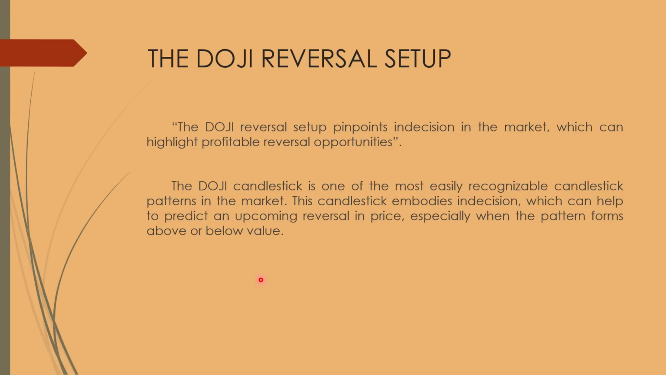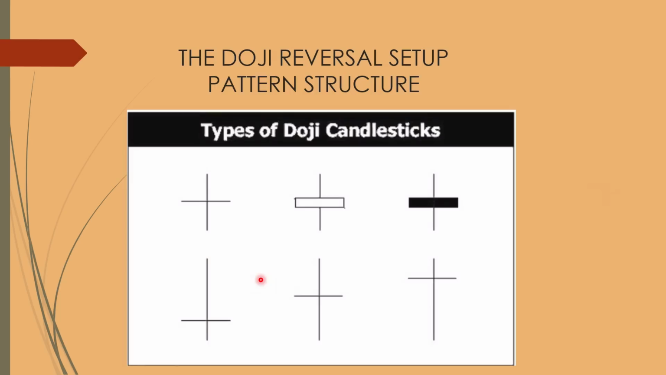The doji reversal setup pinpoints indecision in the market, which can highlight profitable reversal opportunities. The doji candlestick is one of the most easily recognizable candlestick patterns in the market. This candlestick embodies indecision, which can help to predict an upcoming reversal in price, especially when the pattern forms above or below value. These are the different types of doji candlesticks.